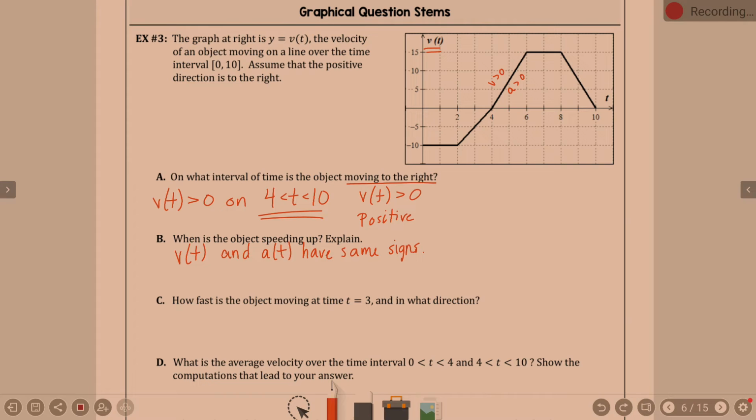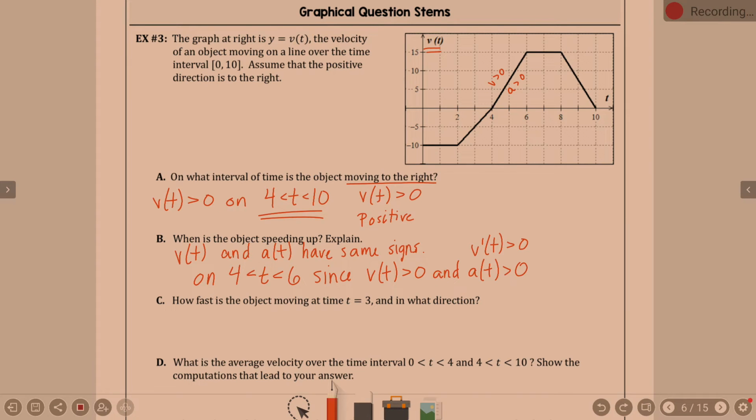So, on 4 to 6, 4 less than t less than 6, since v of t is positive and a of t is positive. I just noticed in my notes I actually said, instead of a of t, I said v prime of t. You know, either way. Okay. See when you're ready.